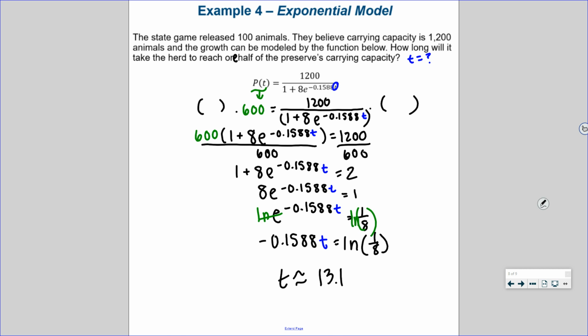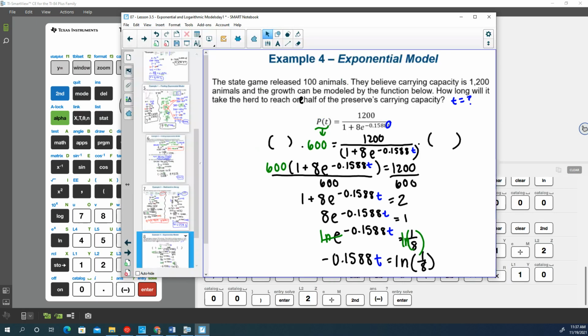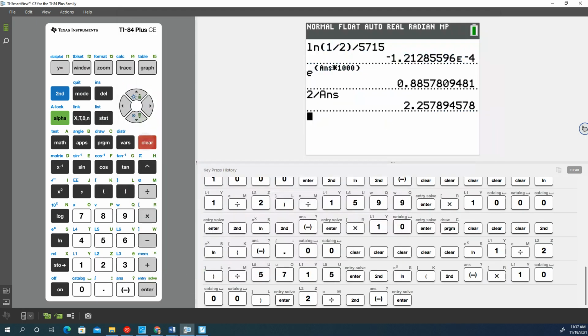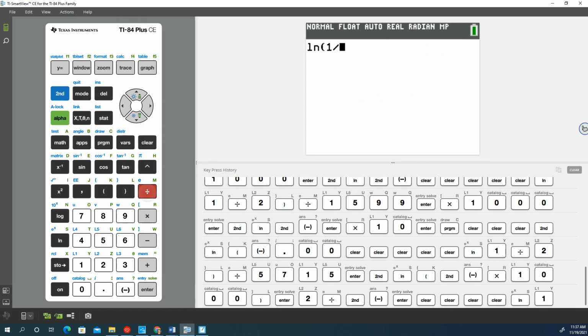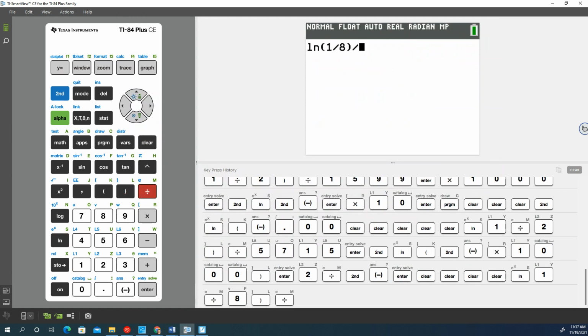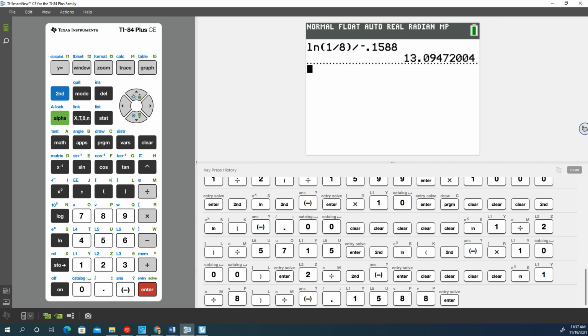13.1. I did not get 13. You're looking for times 5, that's times backwards. Double. Natural log of 1/8 divided by negative 0.15. I think you're right, Mr. Oh, why did I write 1? Yeah, you're right. You're always right.